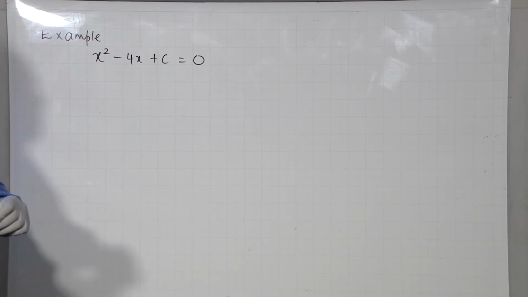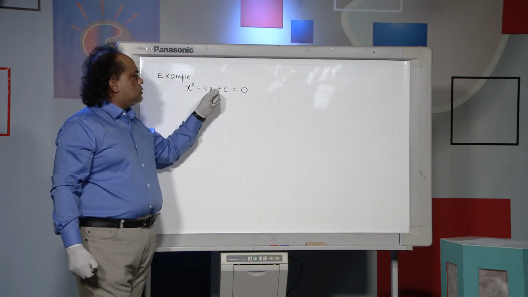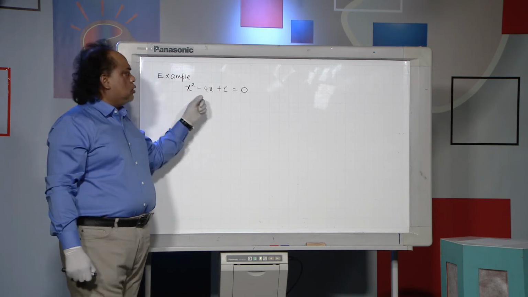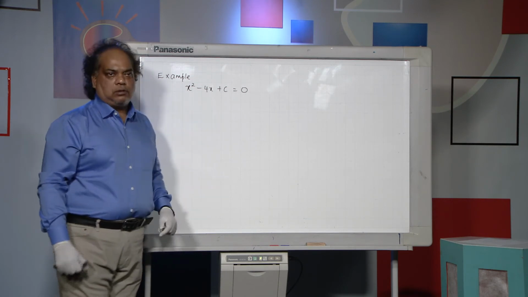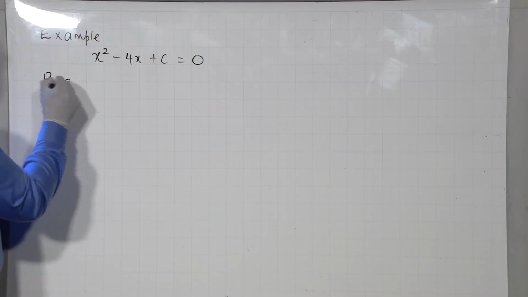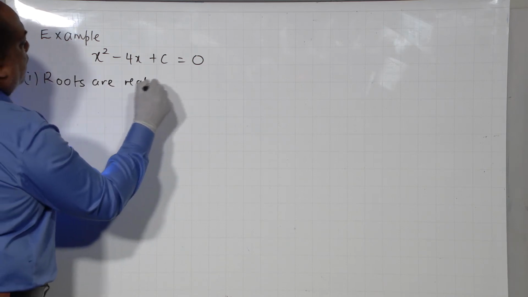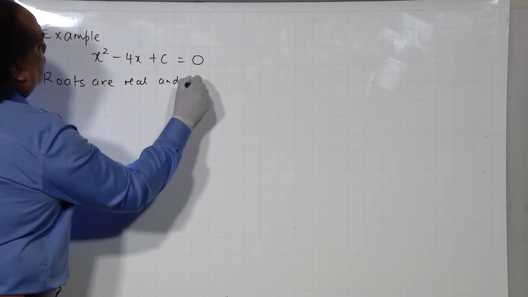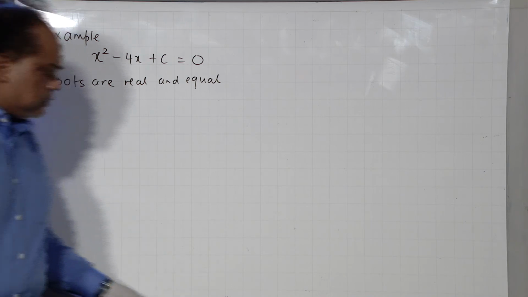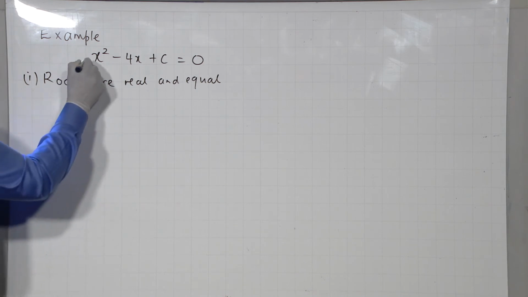Okay. Now, the question is, what would be the value of C if I want the roots to be real and equal? Roots are real and equal. So, as we said, first step, calculate the discriminant.